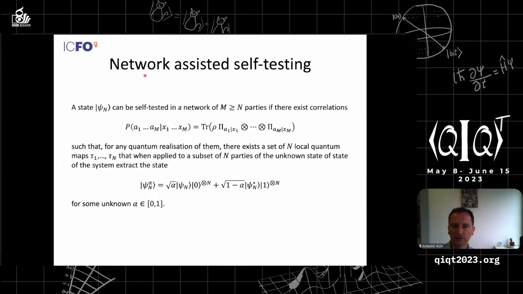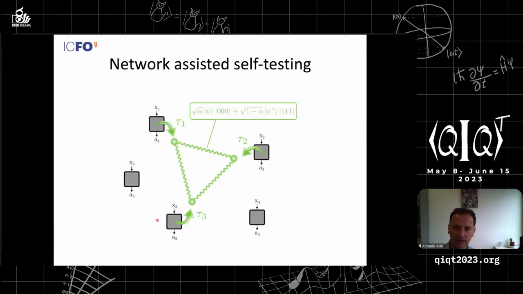So we first introduce a concept of network-assisted self-testing. You have some probabilities and you assume that these are given by some states and measurements on these states. Again, if you can define some channels that extract the target state, you can say that it is self-tested. Note that here the indices are different. Your experiment can consist of M parties, but you apply the channels to a subset of them, N. So you have some devices, you generate some statistics, and then you can certify that in potentially a subset of these devices, you have the state you want to certify. Here, M is equal to 5 and N is equal to 3. You want to prove that if you generate some statistics in this Bell test, you can extract the given target state from the network. This is the first idea we introduced.